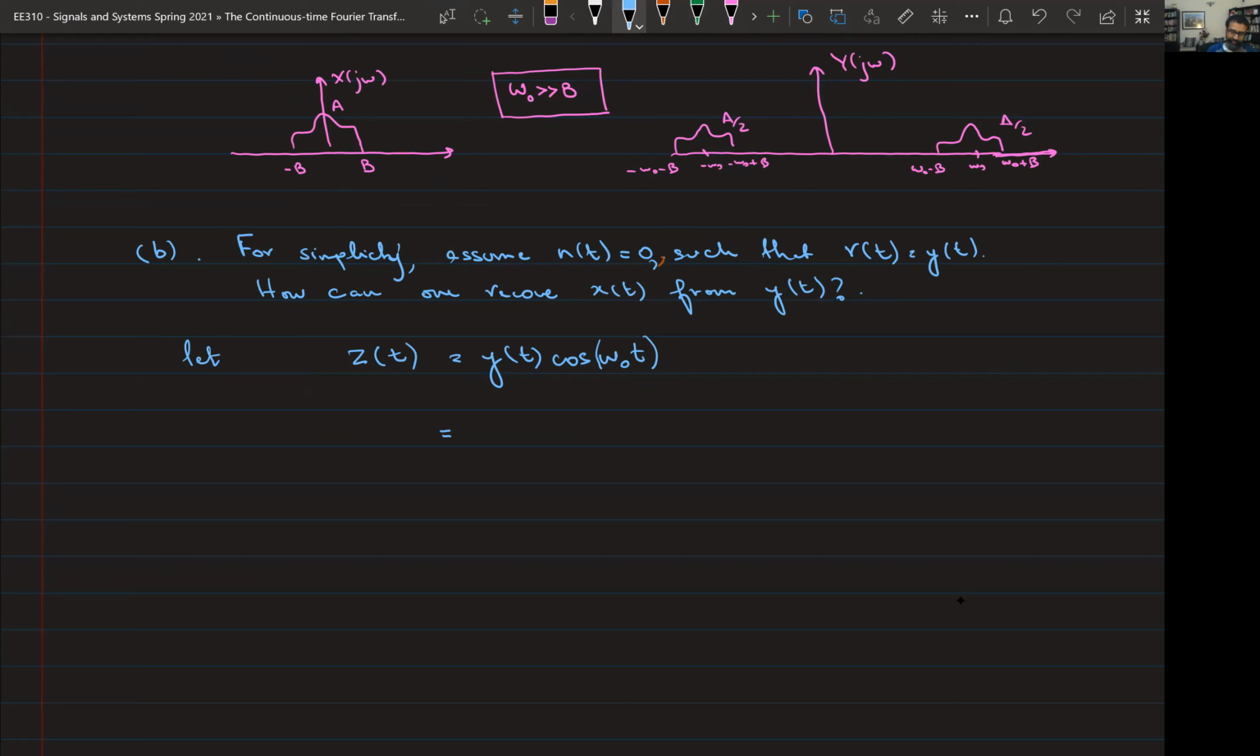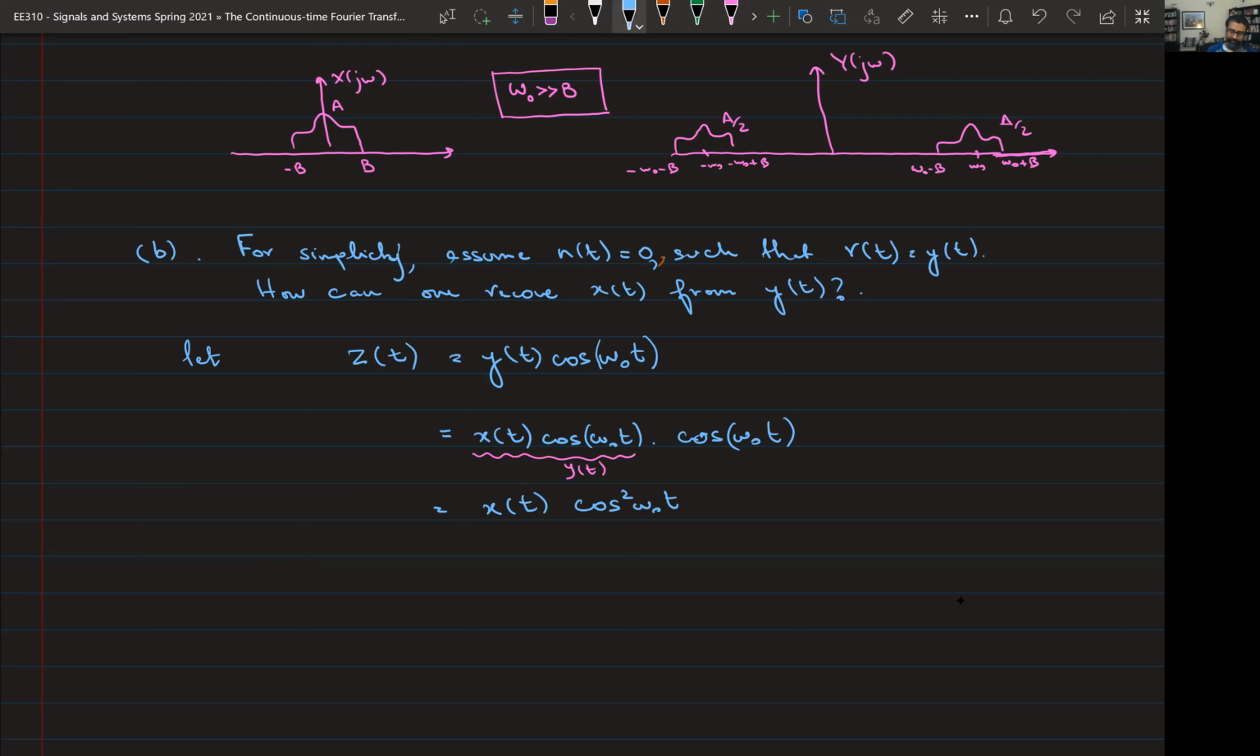just use trigonometric identities. I know the y of t is x of t times cosine omega naught t, right? And then I just multiply it with the cosine omega naught t again, right? And this gives rise to x of t times cosine squared omega naught t, right? So remember, this is y of t.